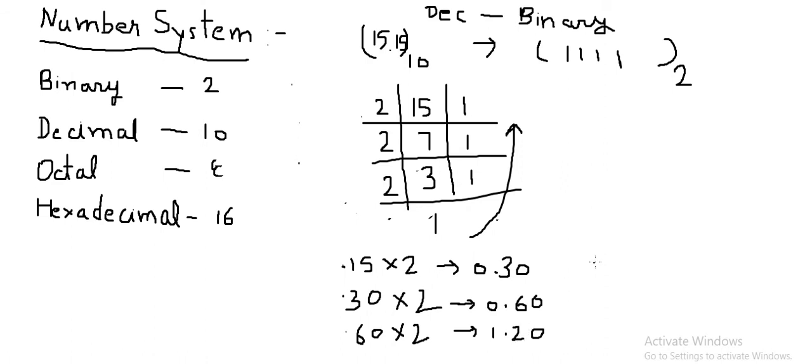So again let me write here. The fraction part is 0.20. We will not take 120, we will take the fraction part only. Please do remember, when we are converting the fraction part to binary numbers, we will consider only the fraction part. So 0.20 multiplied by 2 becomes 0.40.